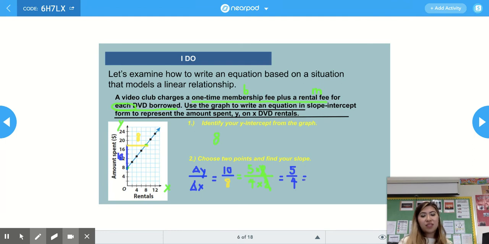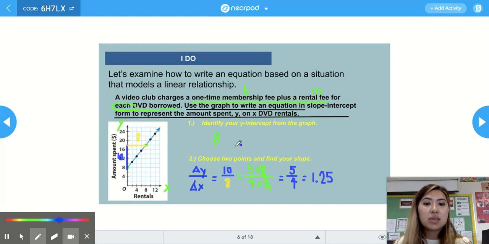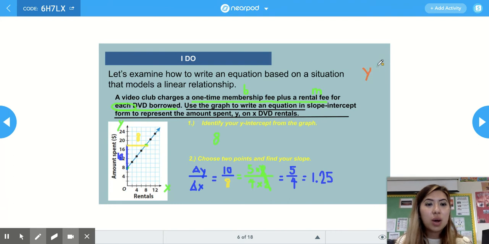We can also divide 5 divided by 4, and that gives us 1.25. If you had divided 10 divided by 8, that would have also given you 1.25. So now we can combine this information of the y-intercept and the slope to write our equation in slope-intercept form. So our equation has to be in y is equal to mx plus b form.